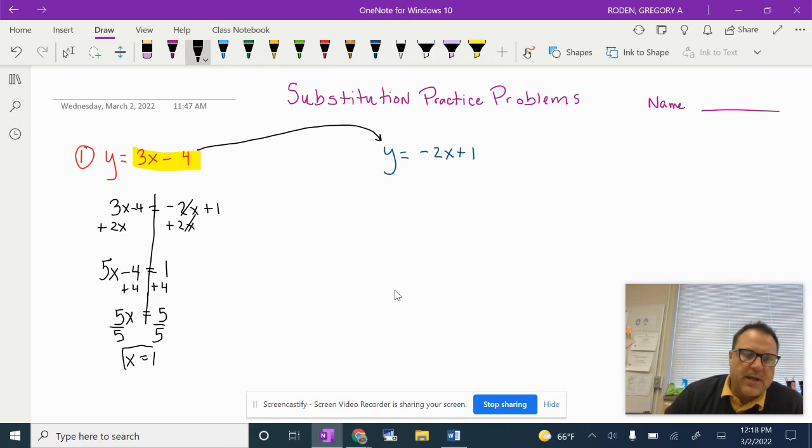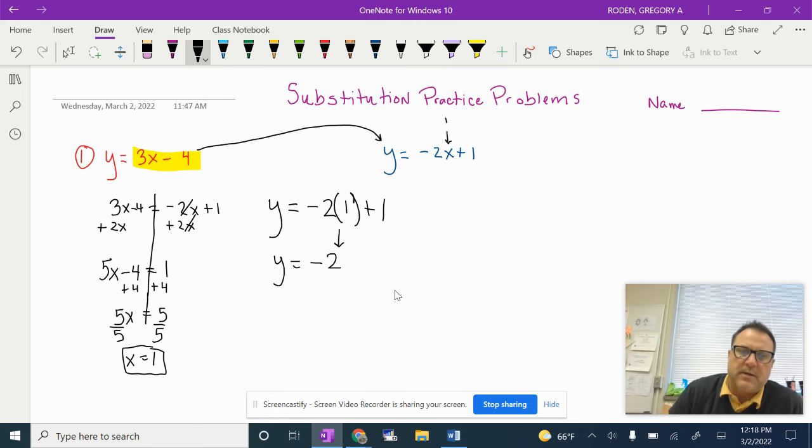Now, once you know that x equals 1, you can take that 1 and put it either into the blue equation or the red equation. I think I'll put it into the blue equation. It doesn't really matter. So instead of an x, I'm going to replace the x with 1. So I have y equals negative 2, and instead of an x, I'm going to put that 1 that I solved for. So I get y equals negative 2 times 1 is negative 2 plus 1.